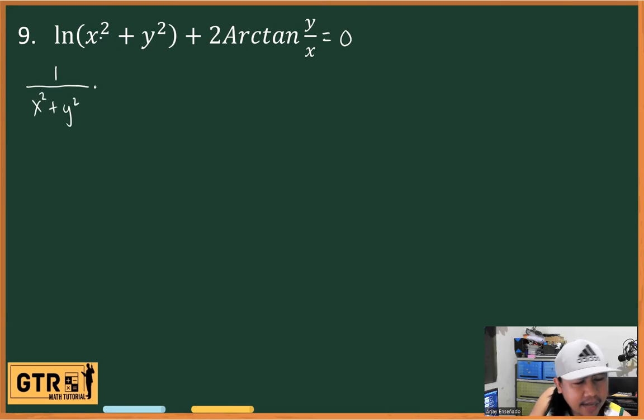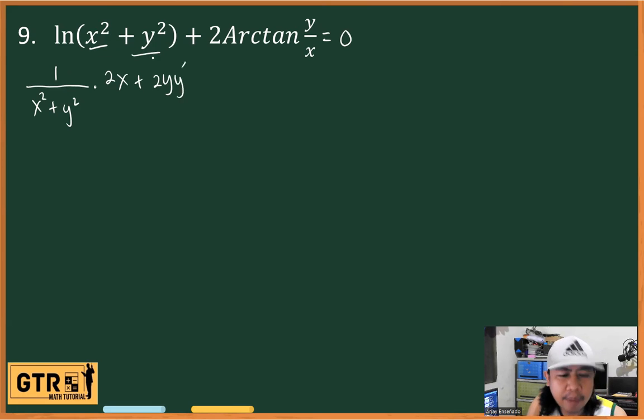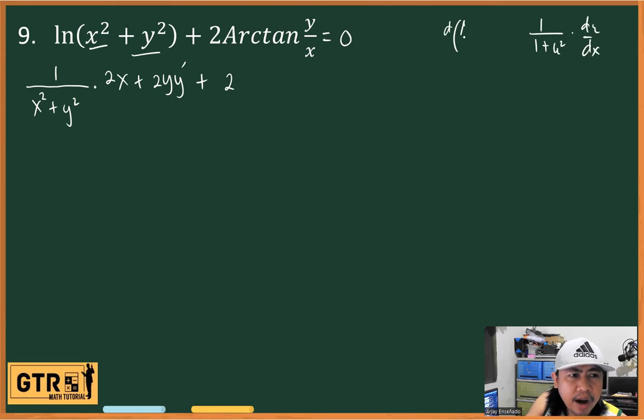And then get the derivative of x squared plus y squared. So derivative of x squared is 2x plus derivative of y squared is 2y. Since it is y, it is always followed by y prime. If we differentiate y, it's always followed by y prime. Plus 2 arctangent. So the formula for arctangent is 1 over 1 plus u squared times derivative of u with respect to x. So that is the derivative of arctan u with respect to x.